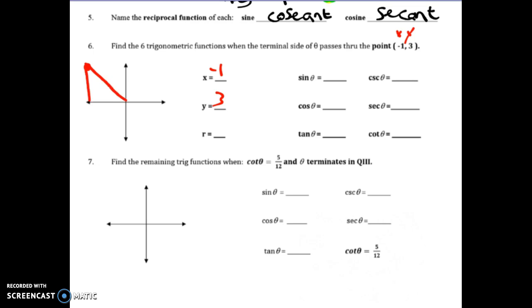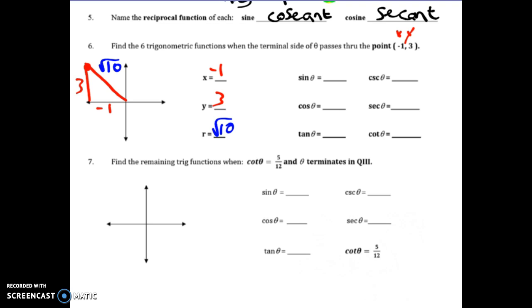Drawing my triangle. -1, 3, boom. Now, unfortunately, this is not a special right triangle pattern. I really wish it was, but it's not. So that means I'm stuck doing some Pythagorean theorem. I've got 1 squared plus 3 squared equals something squared. Well, 1 squared is 1, 3 squared is 9. Add those together, I get 10, so this guy's the square root of 10. And that's going to be my R value.